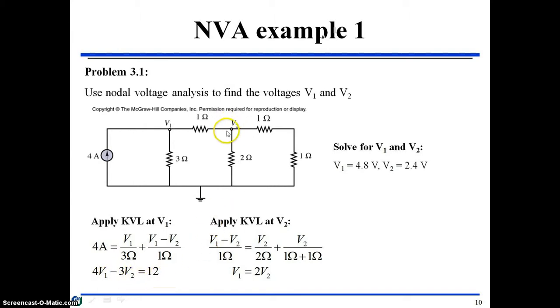Similarly, applying KCL at node V2, the current (V1 minus V2) divided by 1 ohm flowing towards the node is equal to V2 divided by 2 ohm plus V2 divided by 1 plus 1. These two resistors are in series. So we get the equation V1 equal to 2V2. Solving these two equations, we get the voltages V1 and V2 as 4.8 and 2.4 volts.